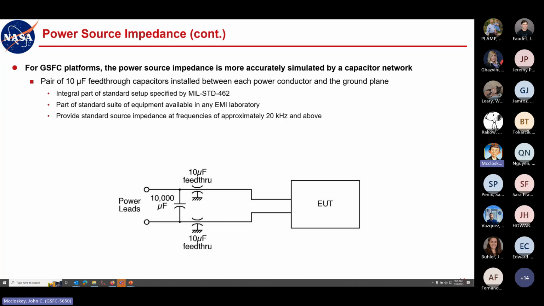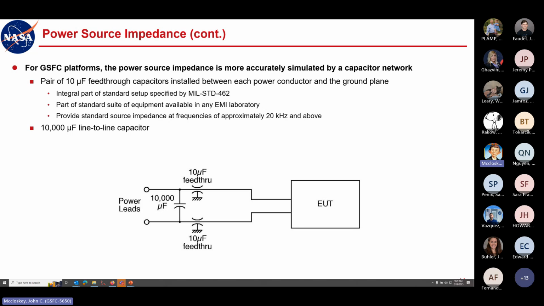And the intent is to provide a standard source impedance down to about 20 kilohertz. So just doing the math of 1 over j omega C, these capacitors will give you about an ohm of reactance at 20 kilohertz, approximately. It might be 1.5. Haven't refreshed the math recently. But on that order, okay.